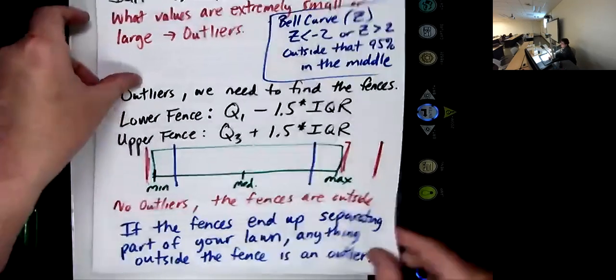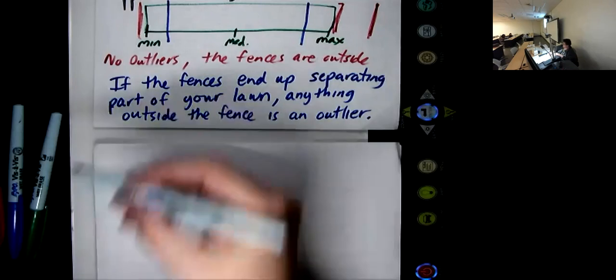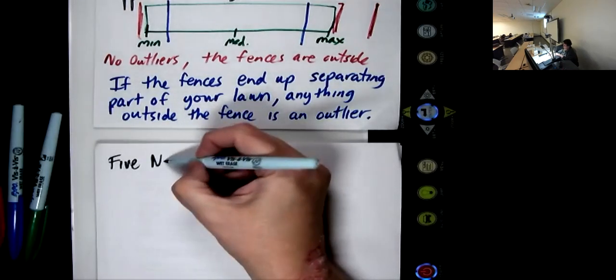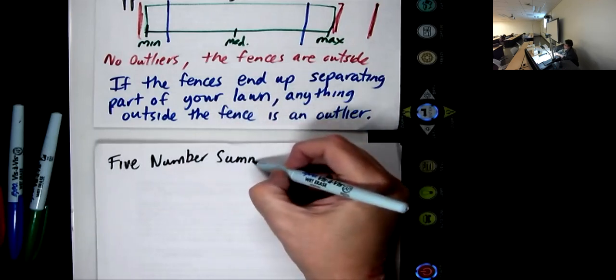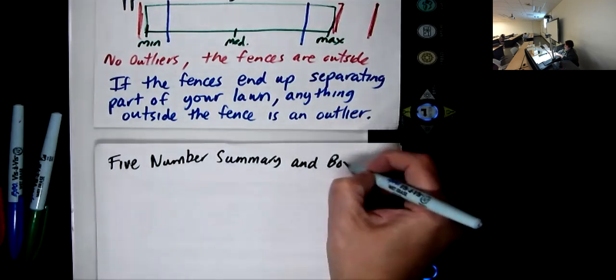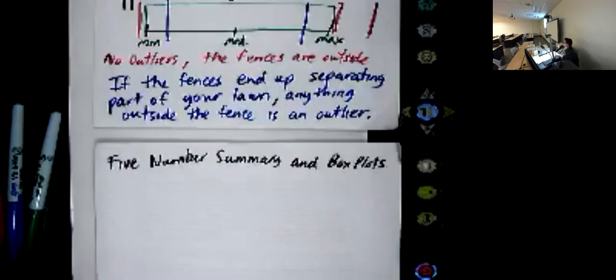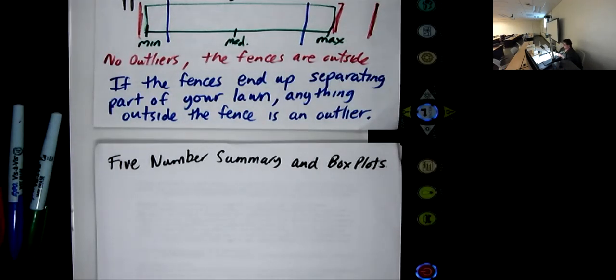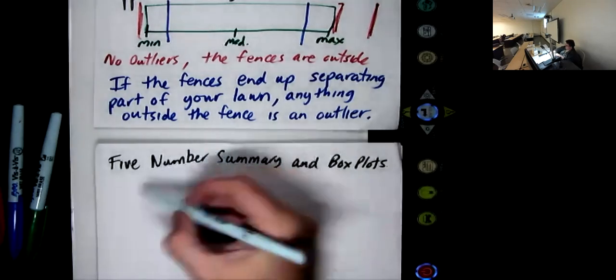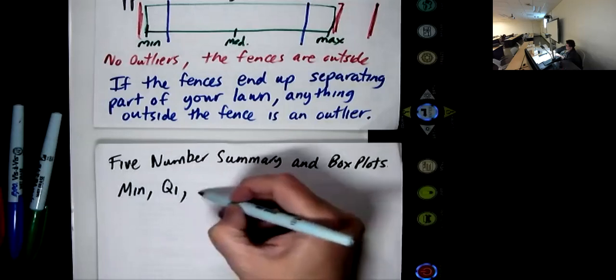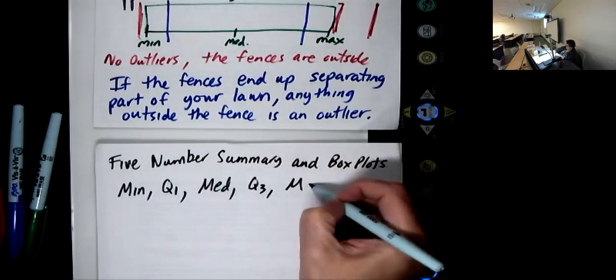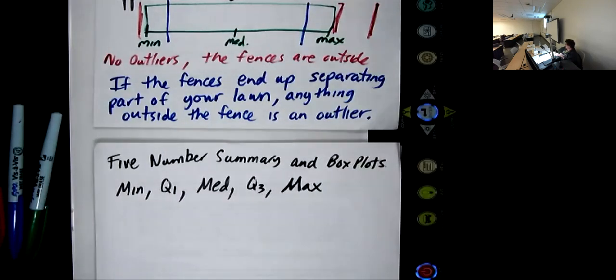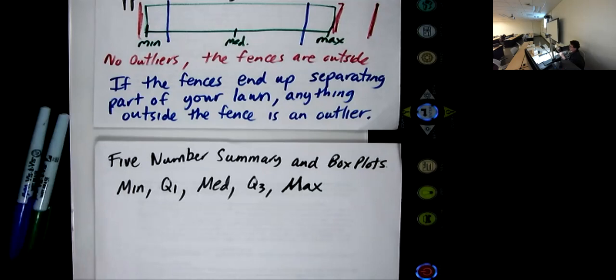In fact, if we drew it like a picture, this is what things often end up looking like. It's called the five number summary and box plots. This is actually in 3.5, so this is the 3.5 section. The five number summary is the numbers we already figured out: min, Q1, median, Q3, max. And these are all available in StatCrunch. That's called the five number summary. That's it right there.